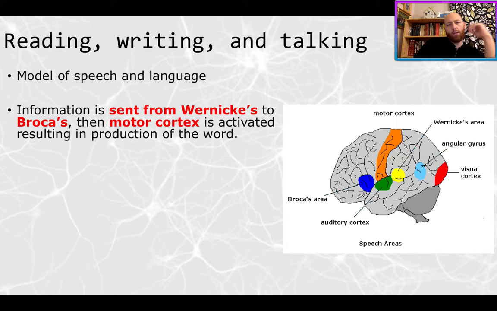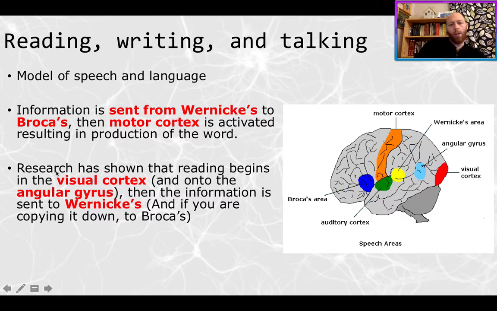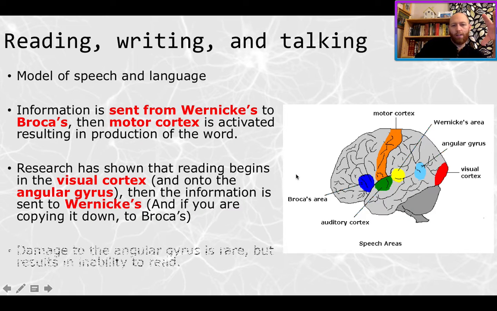So this produced an early model of speech and language. The idea would be something like this. Information is sent from Wernicke's comprehension to Broca's area where you explain your comprehension. Research has shown that reading begins in the visual cortex and goes on to the angular gyrus, a really important structure. This is then passed on to Wernicke's for comprehension. So you see the word, interpreting the word, understanding the word, and then if you're copying it down, you may be producing the word. Damage to the angular gyrus is rare but results in inability to read.